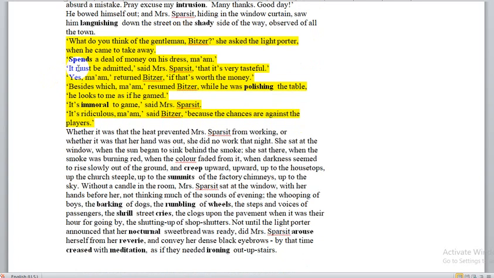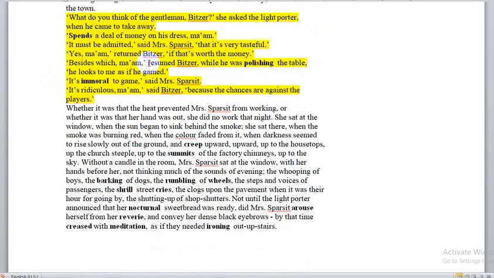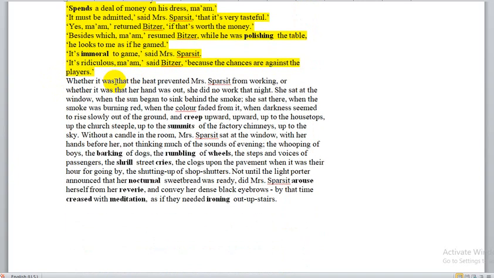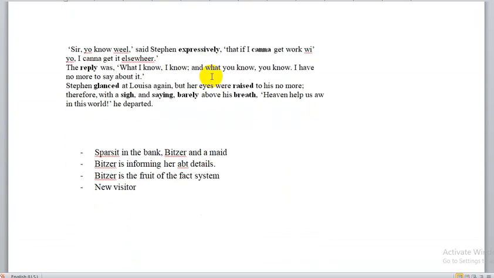"What do you think of the gentleman, Bitzer?" she asked. "Spends a deal of money on his dress, ma'am." So he seems to be a good-looking person. "He looks to me as if he gamed. It's ridiculous because the chances are against the players." So these are the major details that this chapter offers.